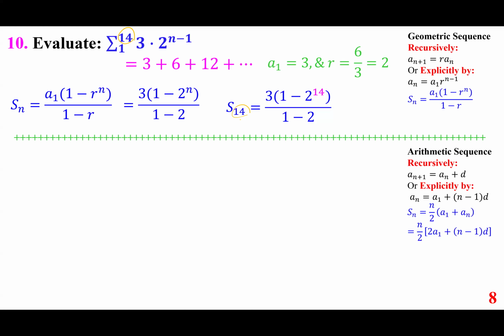At this point, you have to plug it into a calculator, which means 2 to the power 14 subtracted from 1, times 3, divided by -1. You get 49,149. You have to put it into a calculator.